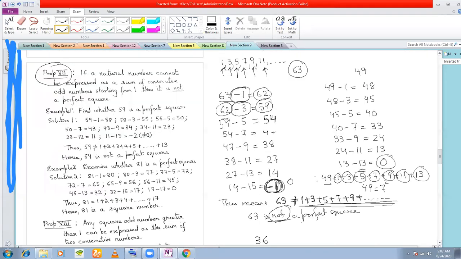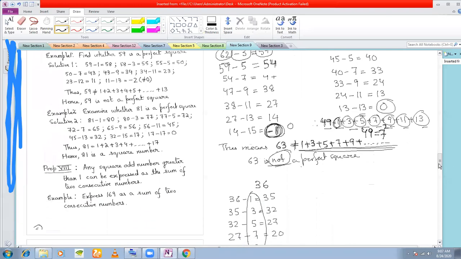Let me just repeat this once more. 49 here was written as the sum of how many odd numbers? 7. 1, 2, 3, 4, 5, 6, 7. Therefore, since 49 has been written as a sum of 7 odd numbers, 49 must be equal to 7 square.